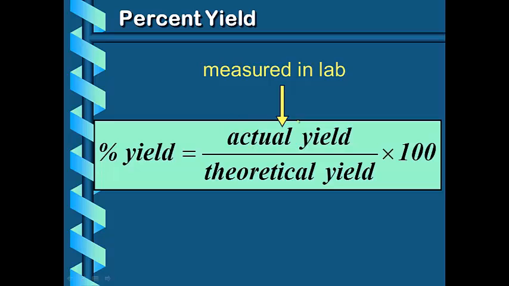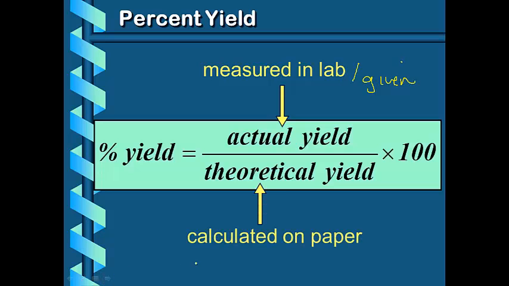Percent yield is equal to the actual yield. This is measured in the lab or it is given to you. Divided by the theoretical yield. This is going to be calculated on paper or sometimes it's given to you. But this one is calculated, this one is measured. So we try to drive that point home because I guarantee people will mess it up.